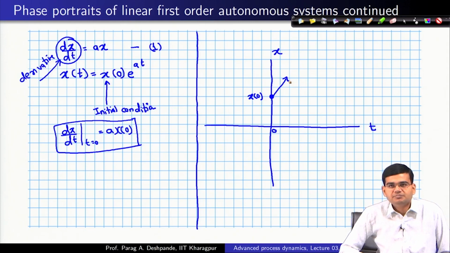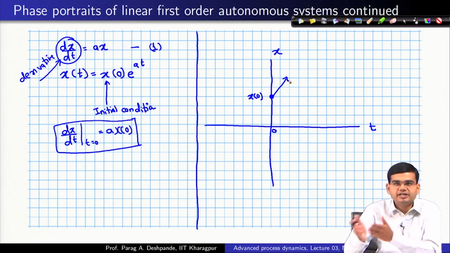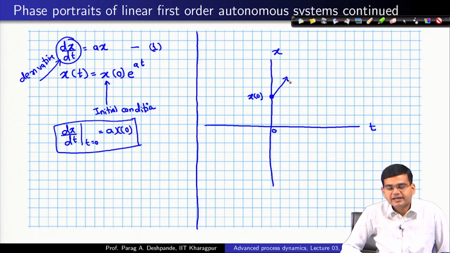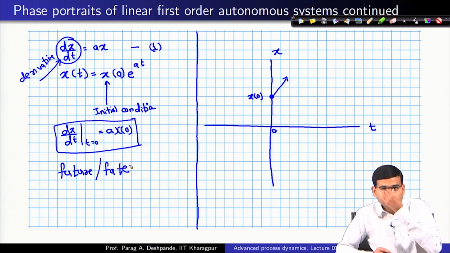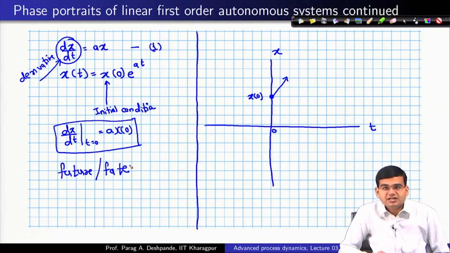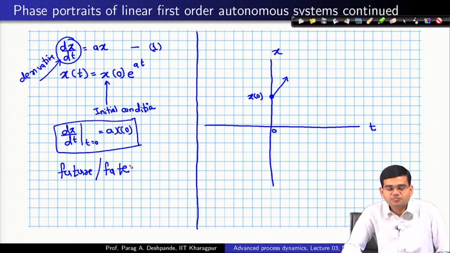So, it is very simple, I know where I am and I know the direction in which I need to go. So, therefore, I can know the future of my system, or in certain sense the fate also of my system. Okay. So, if I know the initial condition and I know the derivative using this initial value problem, I can know the future or the fate of the system.